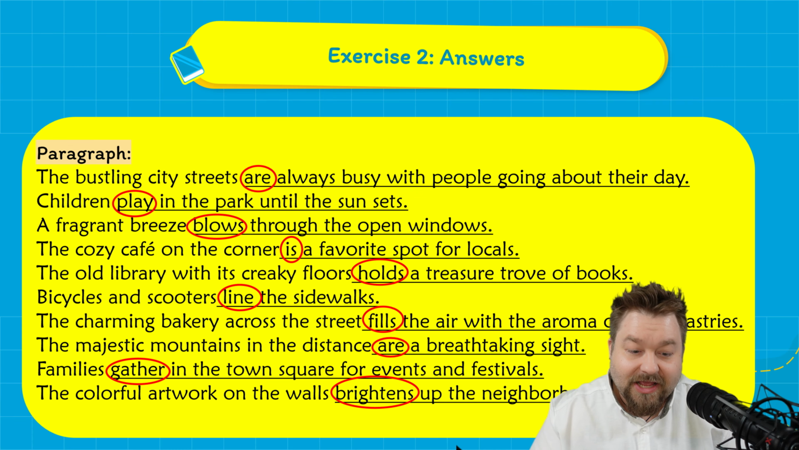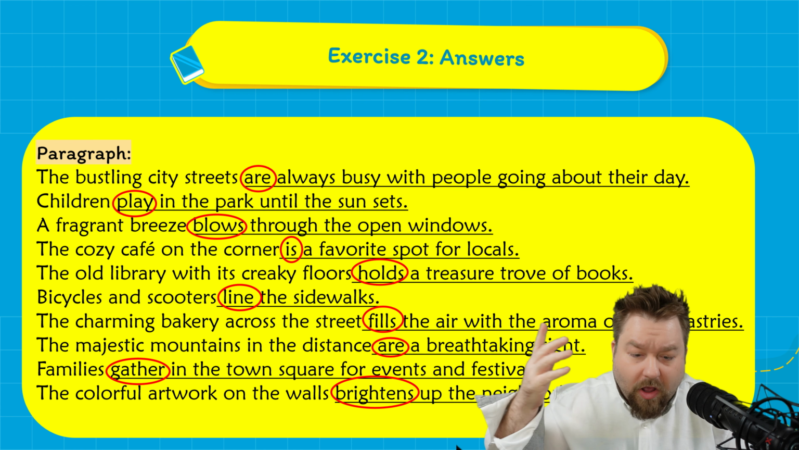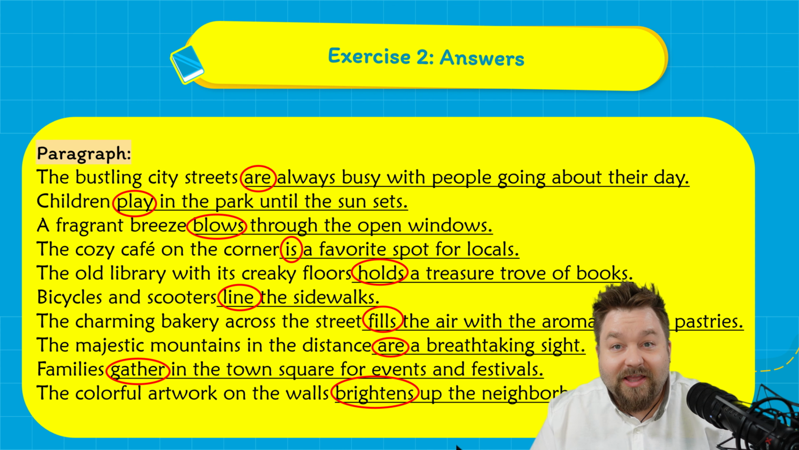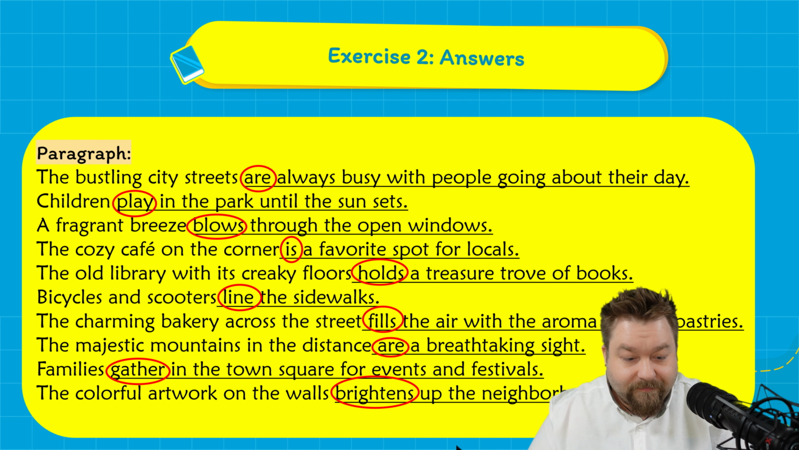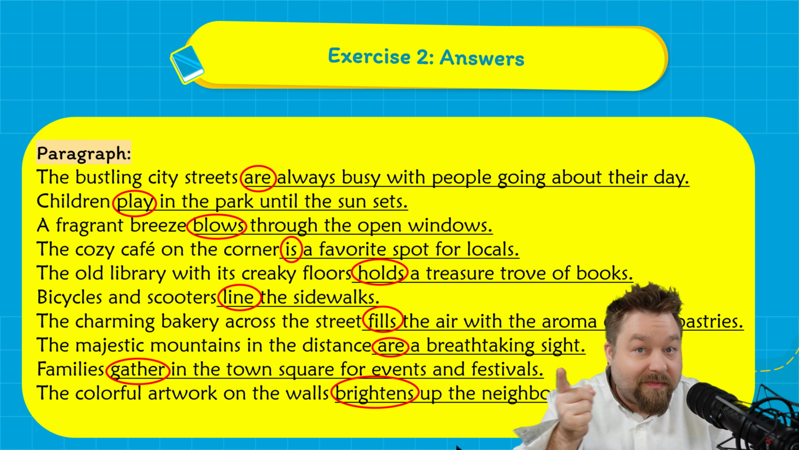Let's see if you got them right, but I believe in you. I know you did it because you're awesome. Let's check our answers. Let's just read the first sentence. The bustling city streets are always busy with people. Are. The streets are something, right? Children, what do they do? Play.